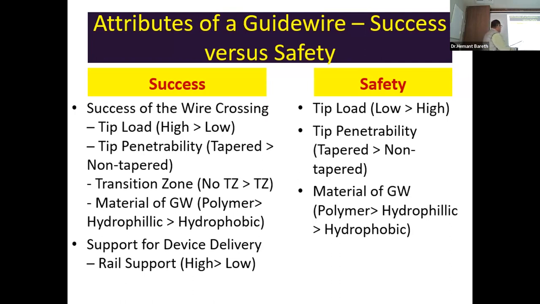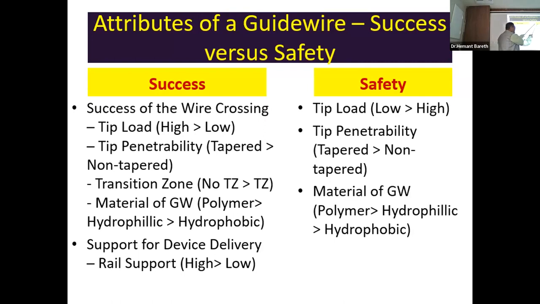The material of the guide wire is stainless steel. Sorry, this is the coating material, but the material of the guide wire is stainless steel. Then it will have more success. And when the support of the guide wire is high, then again success will be more. But remember, whatever is there for success, the same thing is a concern for safety.